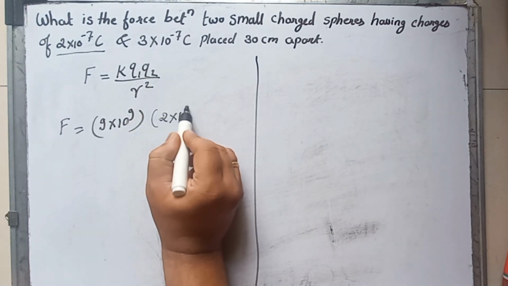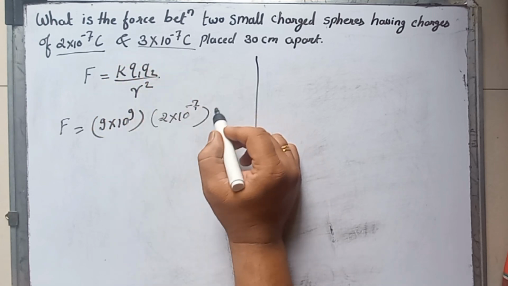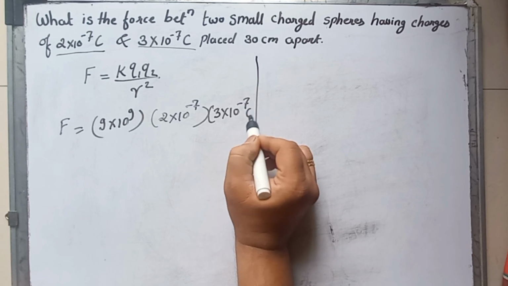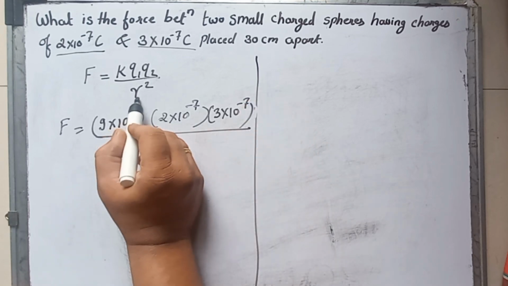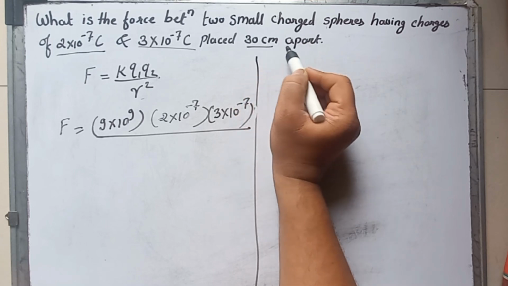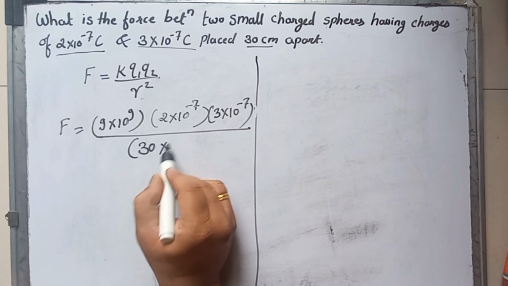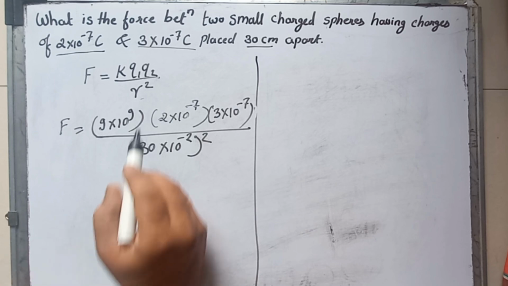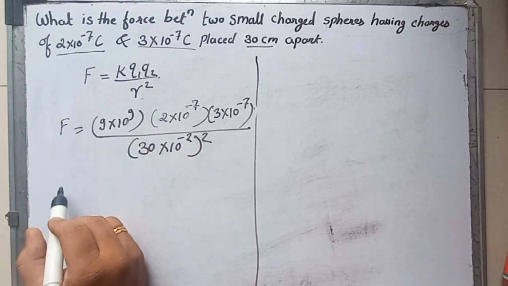So it is 2 × 10^-7 coulomb. Q2 is nothing but 3 × 10^-7 coulomb. Divided by the distance. Here the distance is given in centimeters, so we have to convert it into meters. This can be written as 30 × 10^-2 meters, and the square of that, because we have taken the square of r. So let us solve this question.